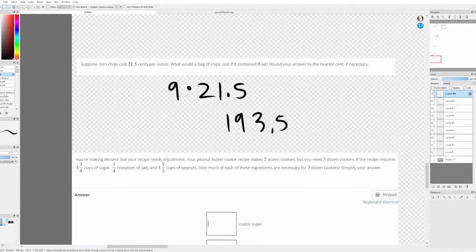193.5, and then since we want this to be in dollar format, we'll just move this over twice. So it'll be $1.94 if we're rounding up. Rounding to the nearest cent is hundredth because that's what we do. So it'd be $1.94 for a 9-ounce bag.